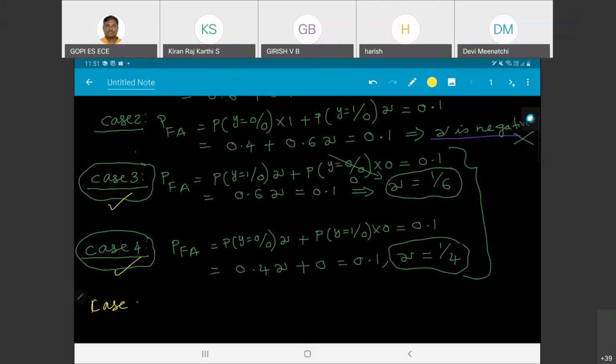I want you to calculate and write the answer for the probability of detection for case 3, and for case 4 follow the same method and tell me the value. You have the same expression; the only difference is that you go for when 1 is transmitted. So I give you some time to calculate. Then you tell me the answer.